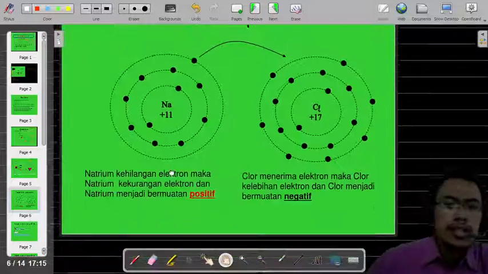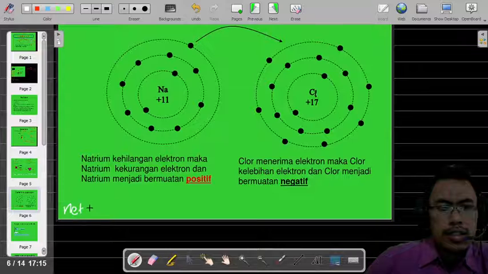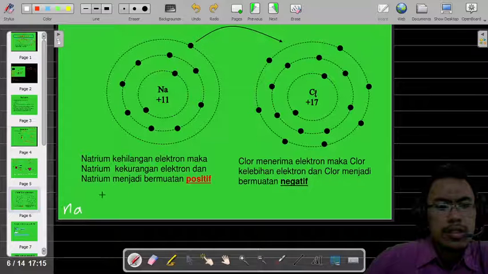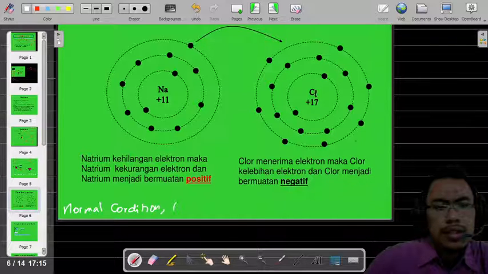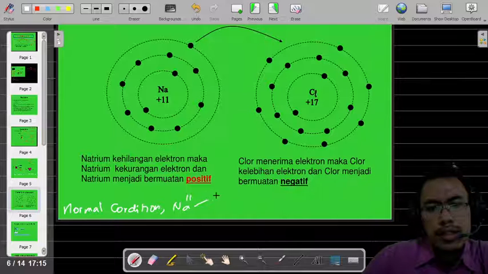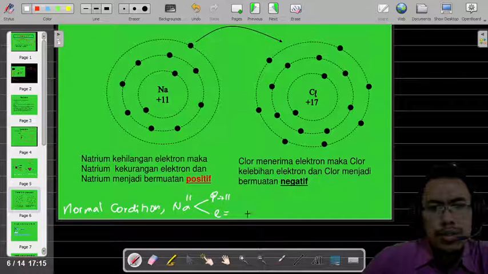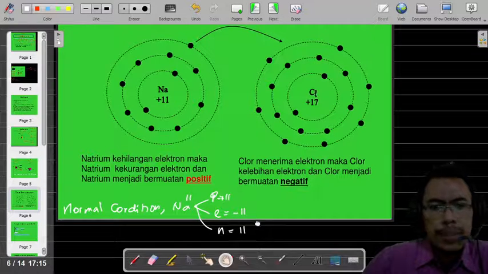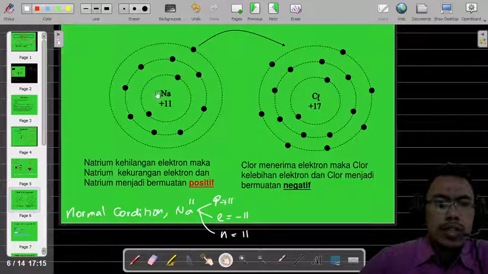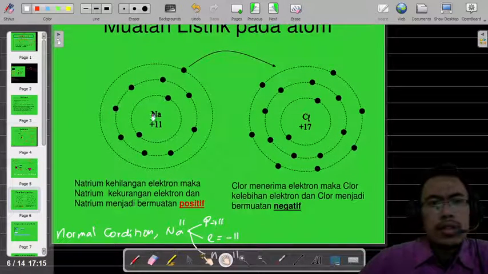In normal condition, Na has 11 protons, and the electrons are also negative 11, and the neutrons are also 11. So 1, 2, 3, 4, 5, 6, 7, 8, 9, 10, 11.